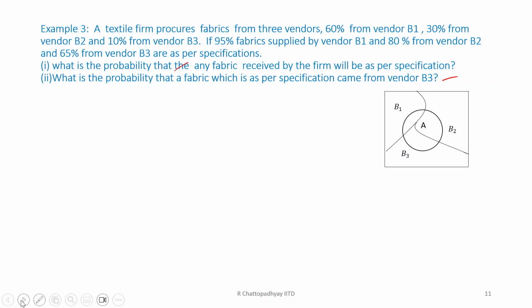First, we will have a Venn diagram. In the sample space, I have three vendors, so I write B1, B2, B3. These are my three vendors. And A is the event that we get fabric as per specifications. So A has intersections with B1, with B2, and B3. We have an intersection here, and an intersection here, and intersections this way also. With all of them we have intersections because A is common to all three vendors.